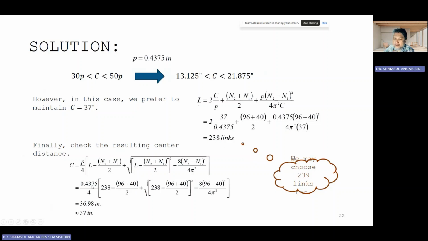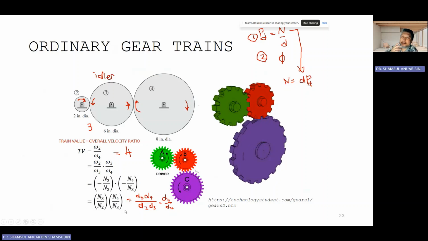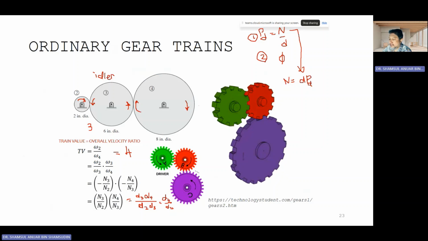And we plug into this equation just to check. So 238 is over here. Plug in the values 96 and 40. That gives you the velocity ratio, and then we get something that is very close to 37 inches.